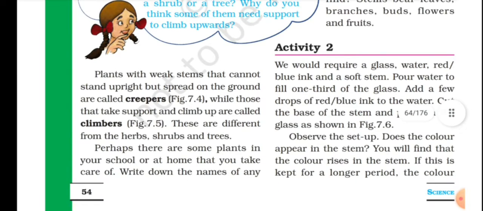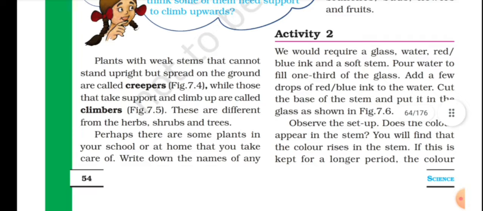Now we are dealing with another kind of plants, which is creepers and climbers. तो creeper क्या है? The plant with a weak stem that cannot stand upright. मतलब वो बेचारा खड़े ही नहीं हो पा रहा है. That cannot stand upright but spreads on the ground. लेकिन वो ground पे फैला हुआ है, मतलब that are called creepers.